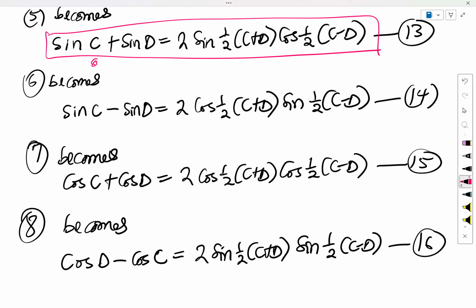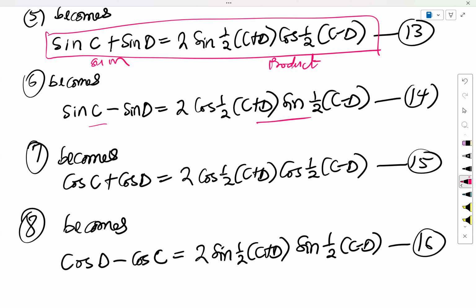So here you have a sum, and on the other side you have a product. That's the idea of sum and product. So sine C minus sine D is 2 cos half C plus D multiplied by sine half C minus D. Sum here, product on the other side. So cos C plus cos D, that's also a sum. Then you have 2 cos half C plus D cos half C minus D.